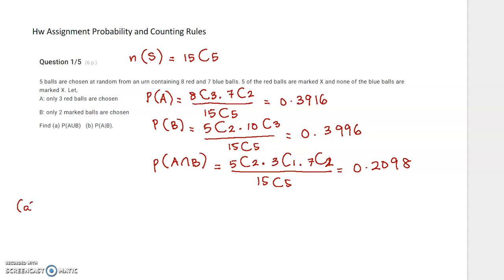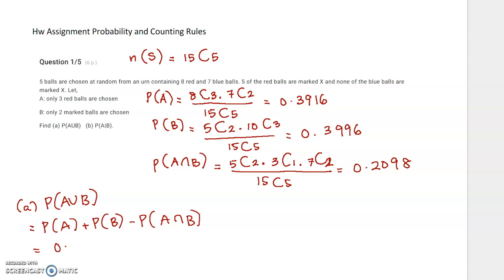And you can go ahead and calculate the union. A union B will be P(A) plus P(B) minus the probability of A and B. Calculating all this, 0.3916 plus 0.3996 minus 0.2098. So the answer is 0.5814. That's the answer.